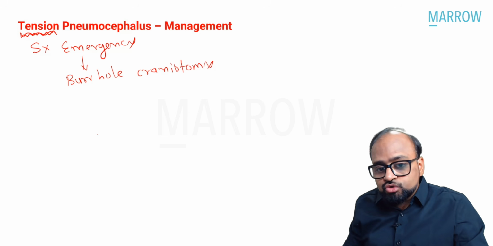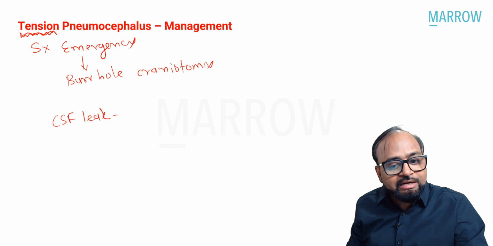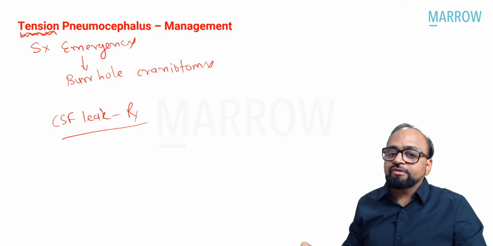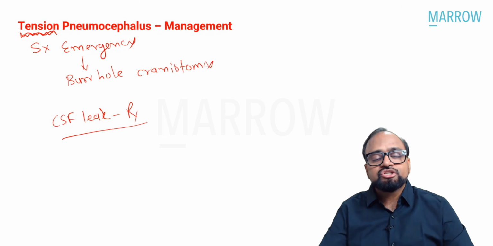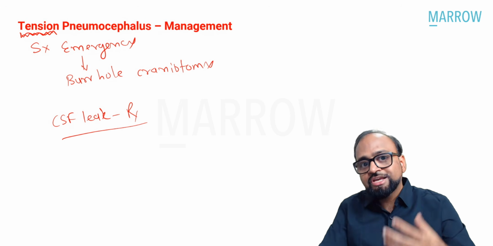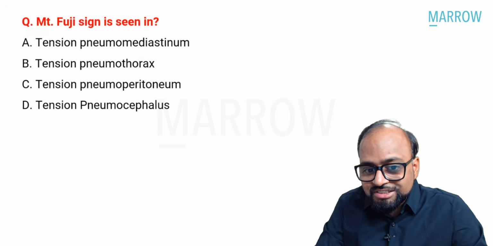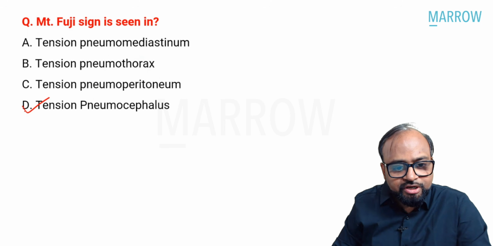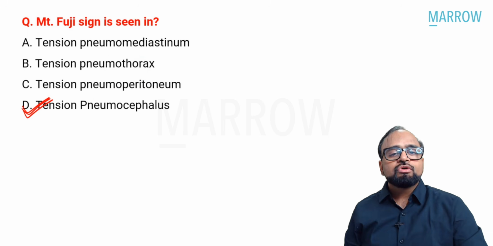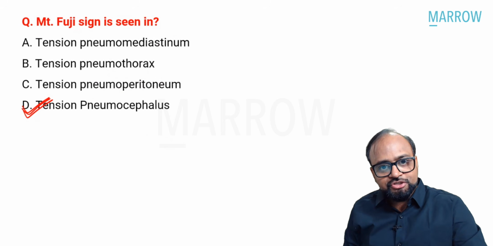Sometimes it can be associated with a CSF leak as well, right? And then that also needs to be treated definitively. So tension pneumocephalus, tension pneumothorax, tension pneumomediastinum, it is considered to be a surgical emergency because of the high pressure at which the air is there. So the Mount Fuji sign is a feature of tension pneumocephalus, that is air within the cranial cavity at a very high pressure.